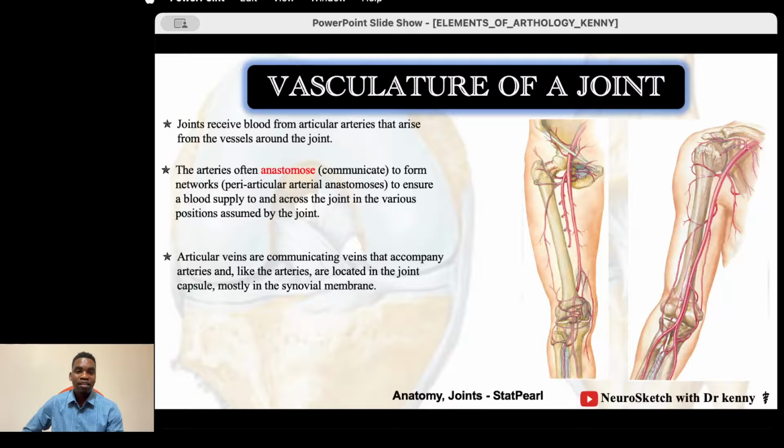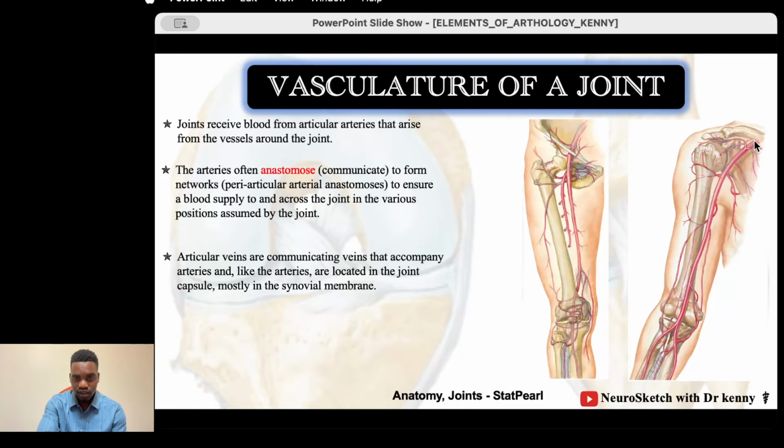So what about the vasculature of a joint? Well, the joint receives blood from articular arteries that arise from vessels around the joint. For example, this is the shoulder joint.